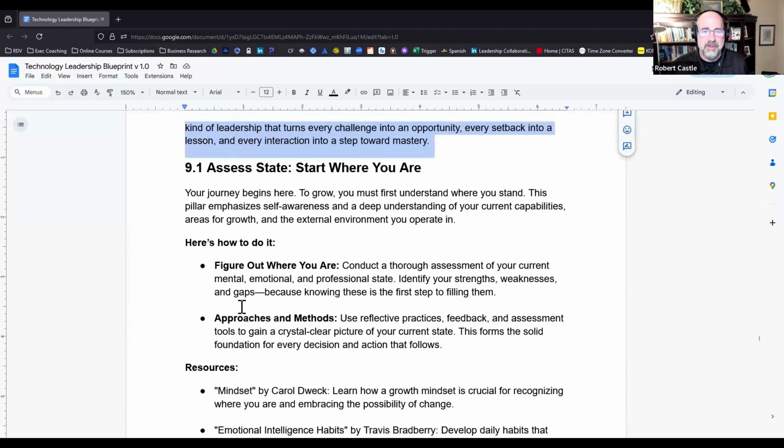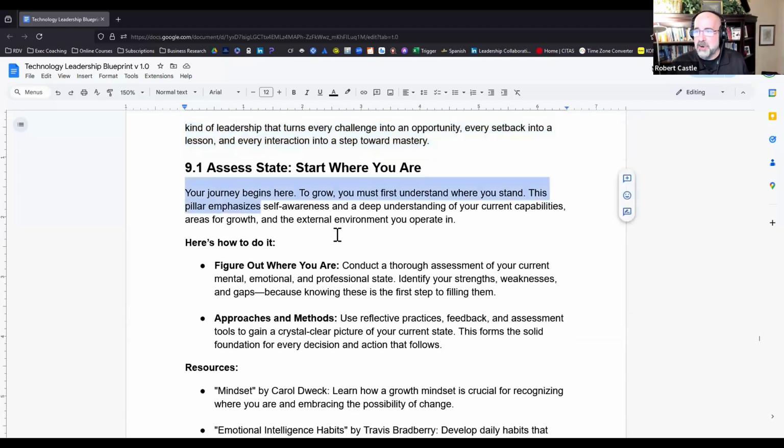So let's go through each one of these steps. So step 1, assess the state. Start where you are. Your journey begins here. To grow, you must first understand where you stand, and this pillar emphasizes self-awareness and a deep understanding of your current capabilities, areas for growth, and the external environment in which you operate.